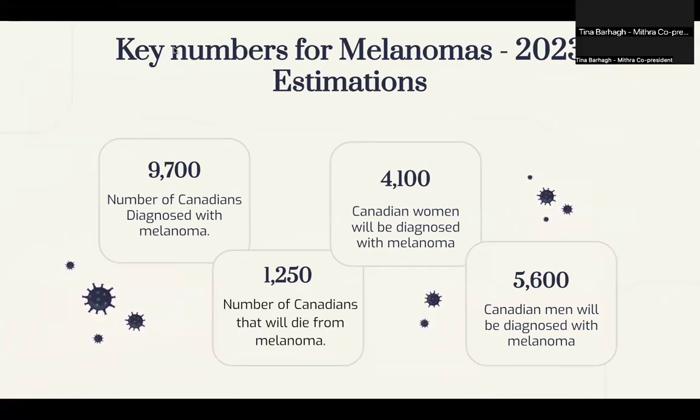So we just wanted to talk about the numbers a little bit because we think that melanomas are not as common, and we associate them with older age and such. But 9,700 Canadians were diagnosed with melanomas in 2023. 4,100 of them were women, and 5,600 were men. It could be because women use more sunscreen. And 1,250 Canadians died from melanoma.